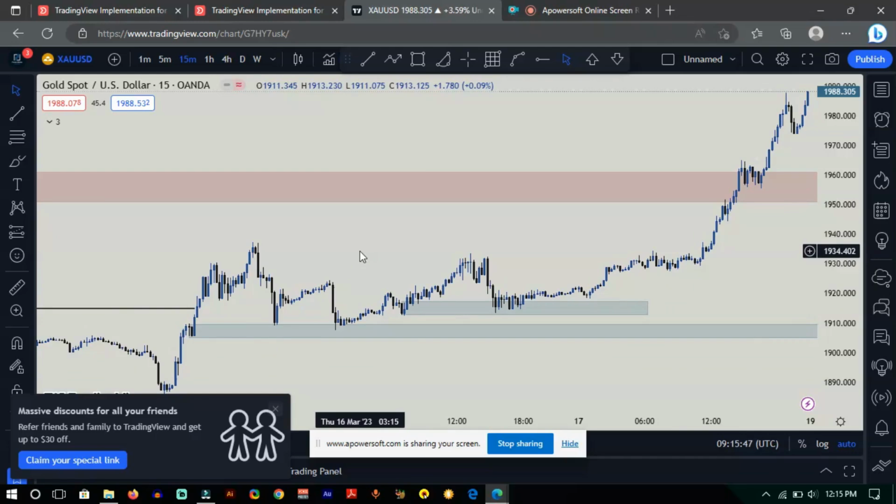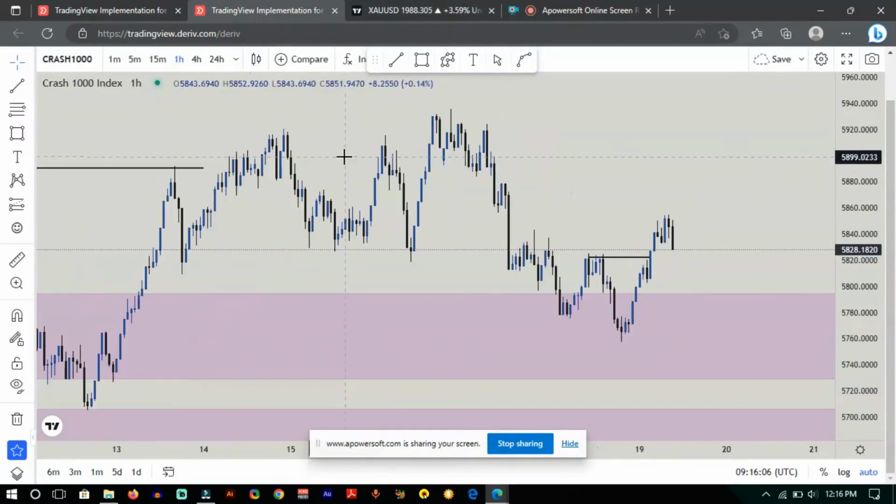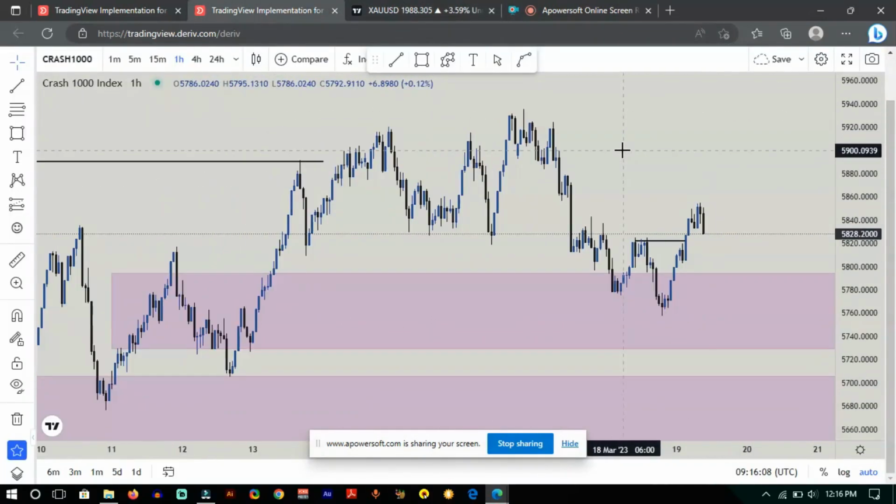So basically, if you have a good strategy, personally for me, even if you use it on Crash 1000, Boom and Crash, or any other synthetic index, or gold, or in Forex, because I do them all, it can work once you have the knowledge. And now this is Crash 1000 on the 1 hour.